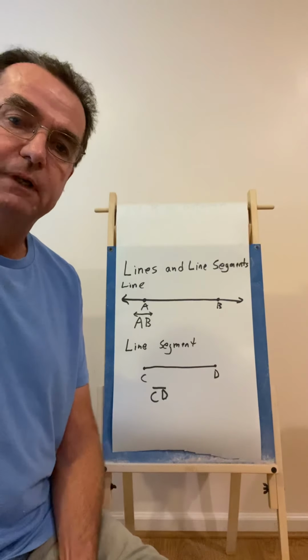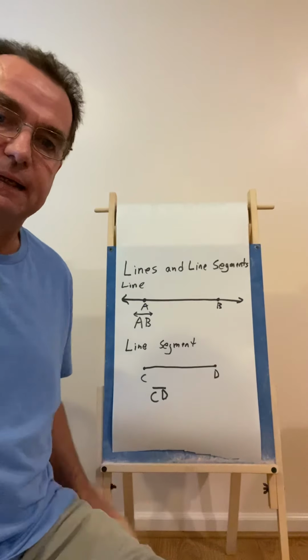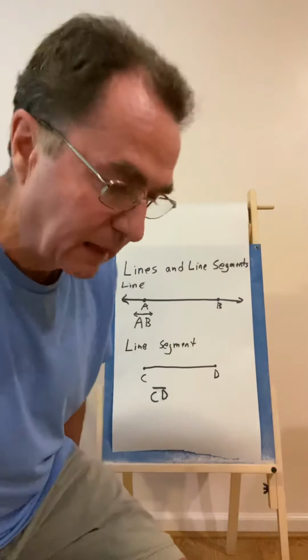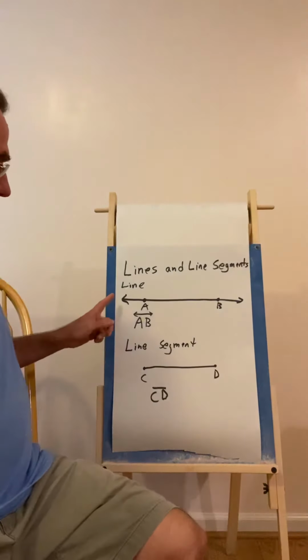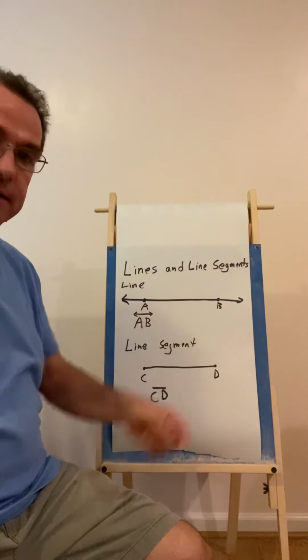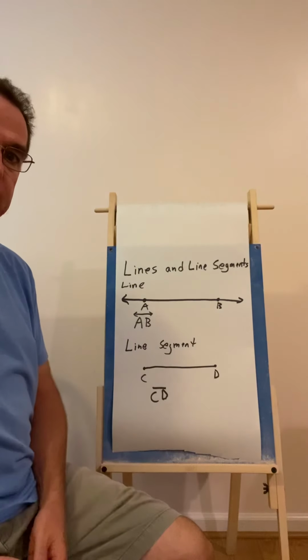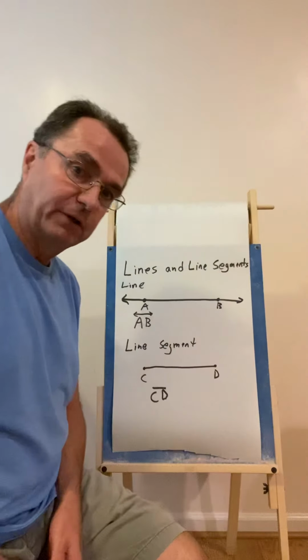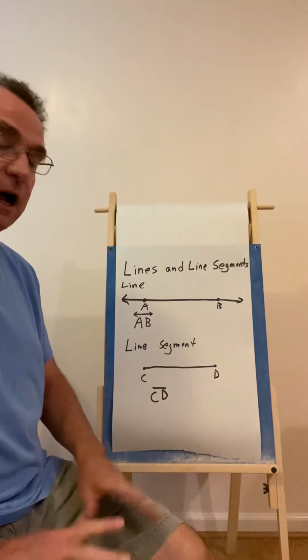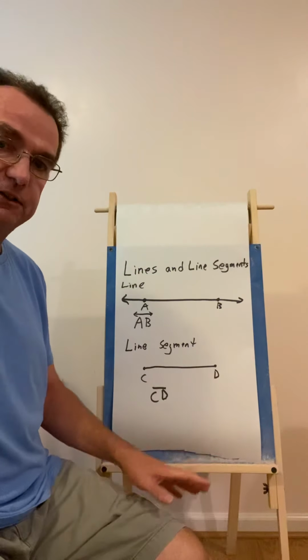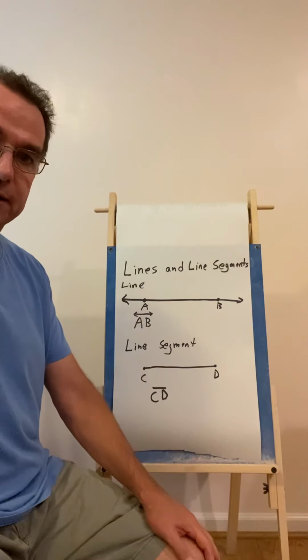Welcome to geometry and welcome to the lesson on lines and line segments. This is a diagram of a line. Notice the arrows in each end. That's how we know it's a line. And what do those arrows represent? It means that it goes on to infinity in each direction. There is no end to a line.